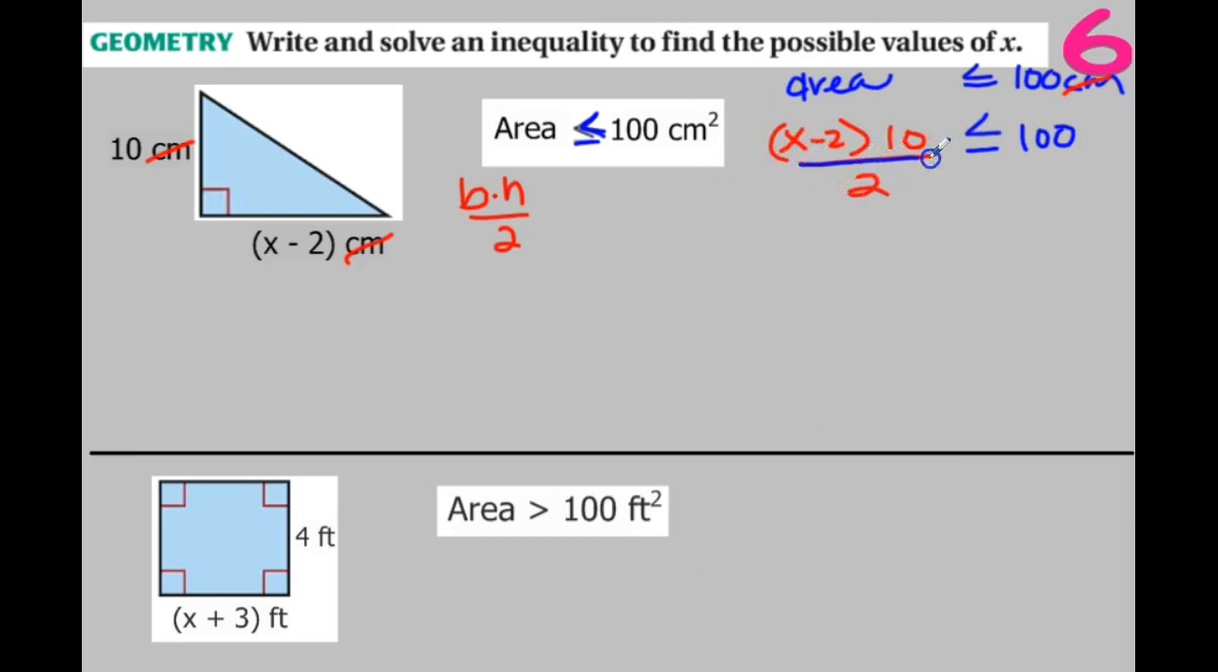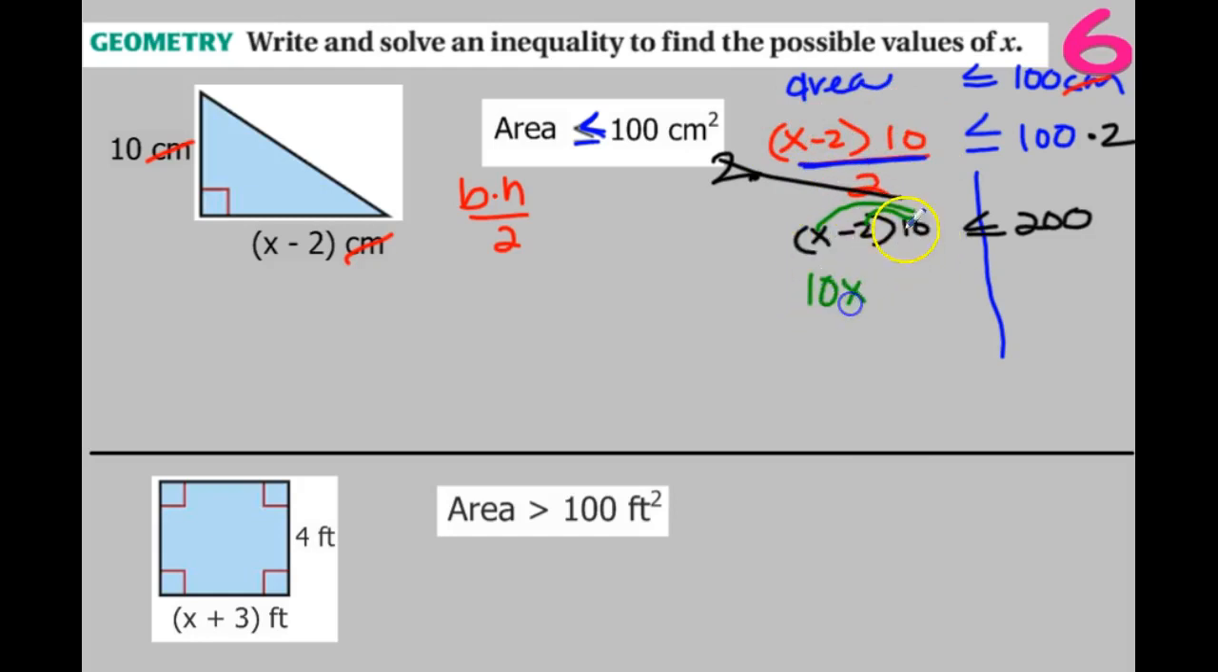To get rid of this division, the opposite of division would be multiplying. I can multiply by 2 on both sides to get rid of that. And then I have x minus 2 times 10. 100 times 2 is 200. And then I don't want these parentheses here, so I'm going to distribute. If I distributed first, that's fine. And so we have 10 times x is 10x. 10 times negative 2 is negative 20.